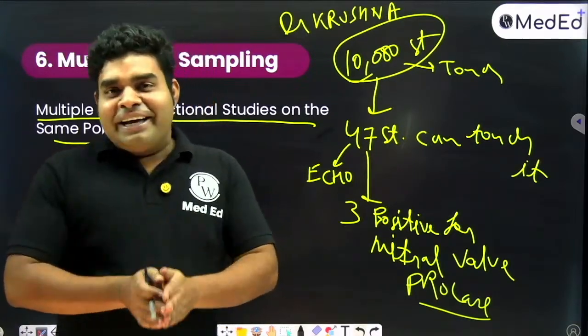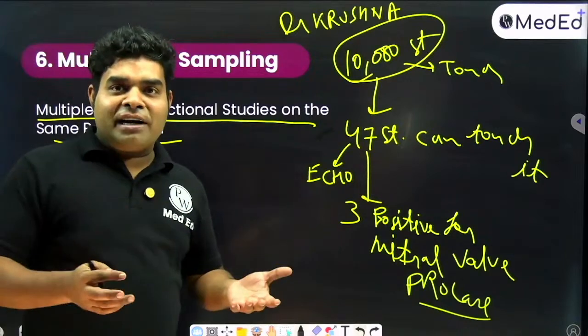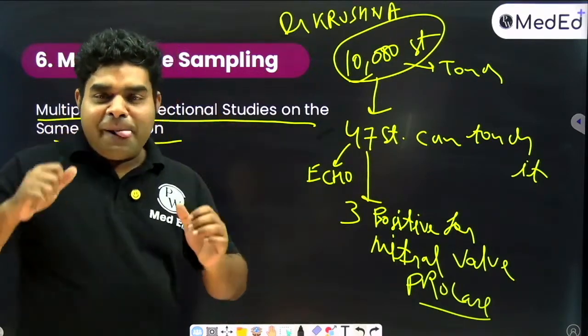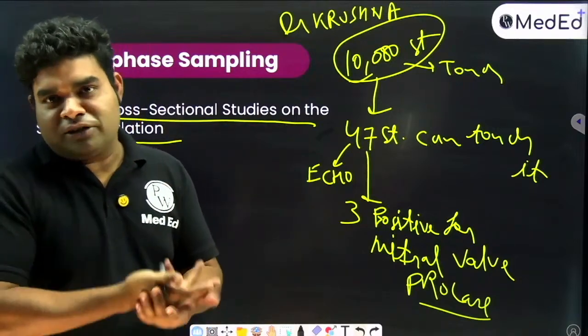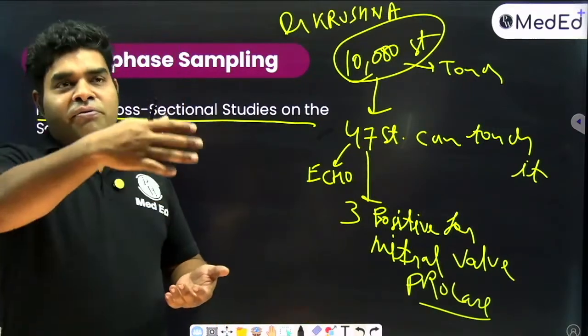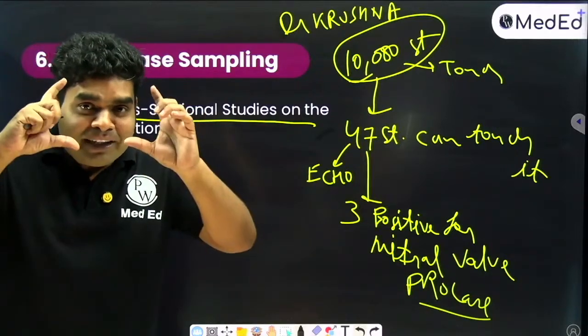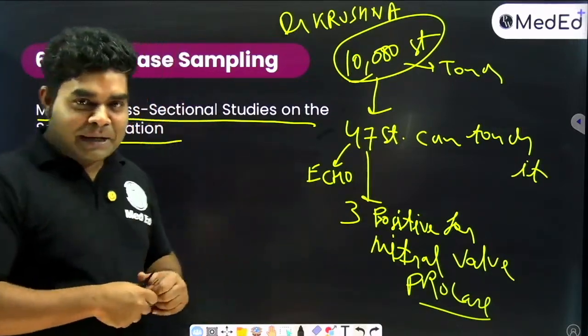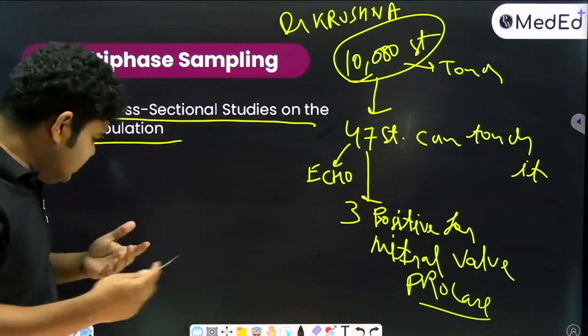Okay, like if I want to know how many of you have refractive error, I will just take a snapshot right now, and I will know the prevalence of refractive error. How many are wearing glasses? That much may be the cases of refractive error. And let's say 50 out of 100 came with refractive error. I know the prevalence right now by doing this snapshot study, a cross-sectional study. Okay, so we are doing the same cross-sectional study again and again. This is multi-phase. Let me give you one more example.